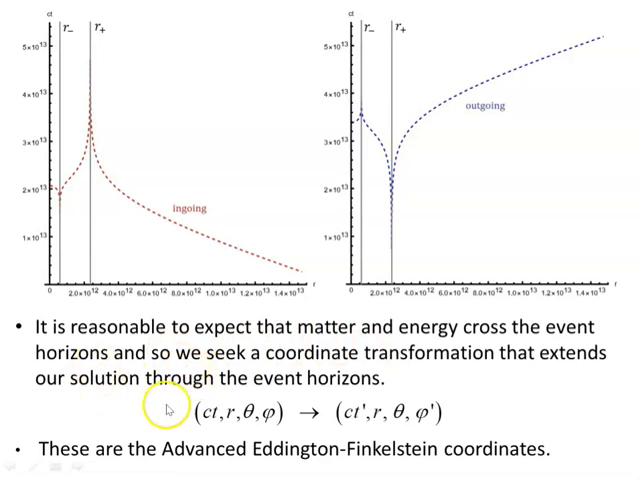And so we seek coordinates, as we did in the Schwarzschild case, where we go from Boyer-Lindquist coordinates, t r theta phi, to advanced Eddington-Finkelstein coordinates, for the ingoing case, ct dash, r, theta, phi dash. So r and theta don't change, but ct dash and phi dash do. Now these are the advanced Eddington-Finkelstein coordinates. And it's these that we see. What form are they going to take?